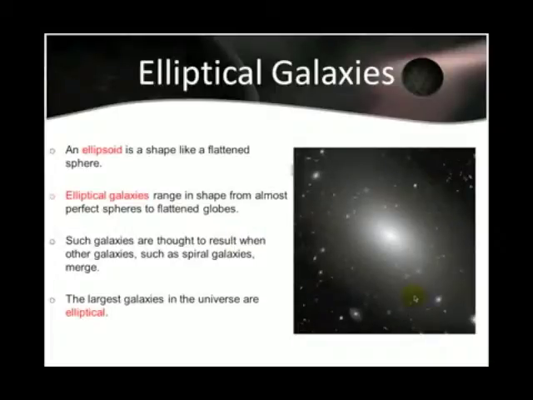Elliptical galaxies. An ellipsoid is a shape like a flattened sphere. Elliptical galaxies range in shape from almost perfect spheres to flattened globes. As you can see in this picture, this galaxy looks like an almost perfect sphere. Such galaxies are thought to result when other galaxies such as spiral galaxies merge. The largest galaxies in the universe are elliptical.